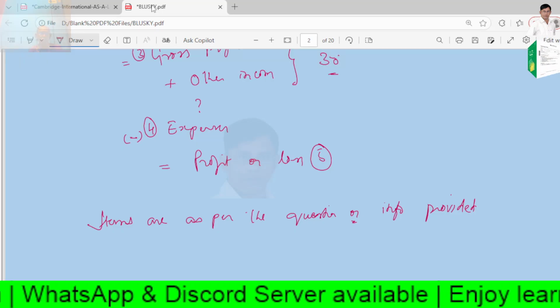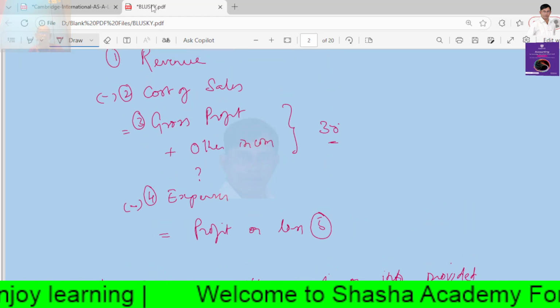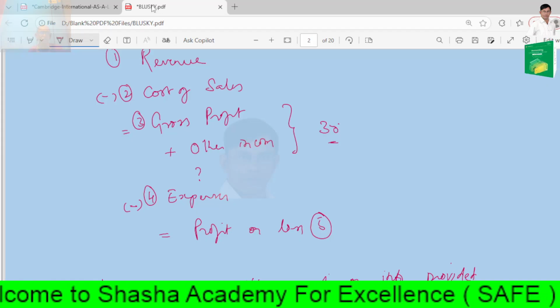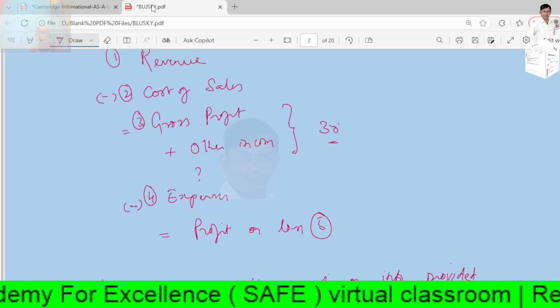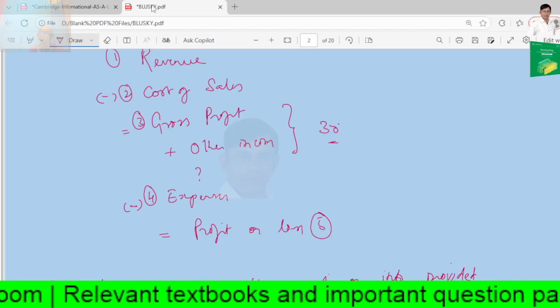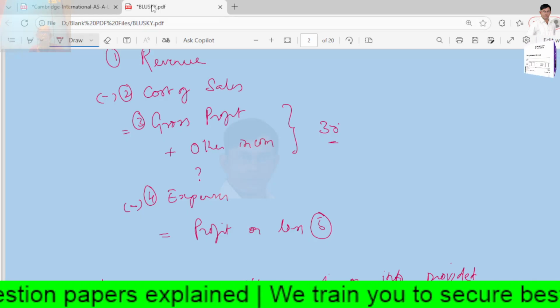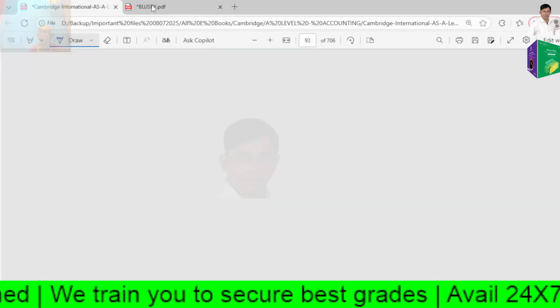So you have to always follow these 4 to 5 steps. That's all. Okay, so you need to remember this. Now come to the question. Having learnt all this, now you can attempt the question.